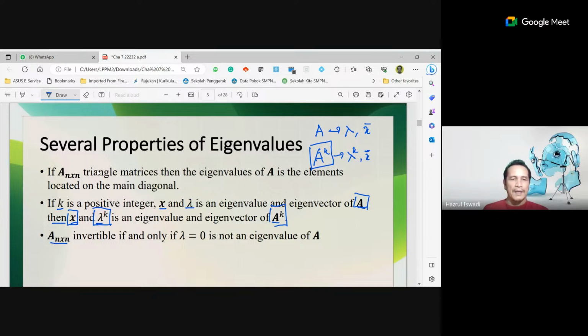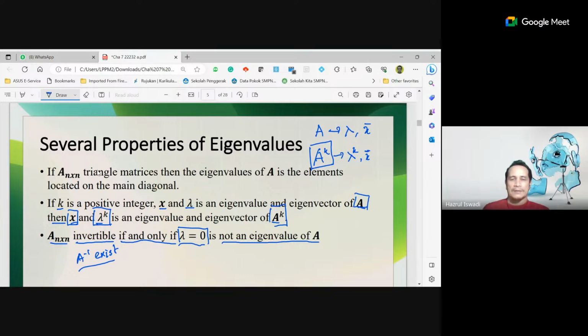If A is invertible, meaning A to the power of minus one exists, we can find the inverse of A if and only if lambda equal to 0 is not an eigenvalue of A. So this holds if the eigenvalues are not equal to 0.